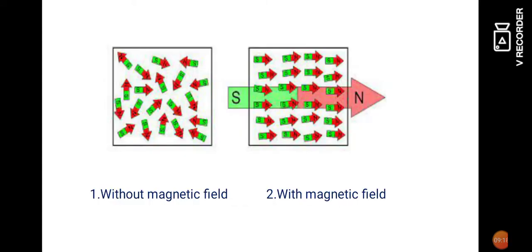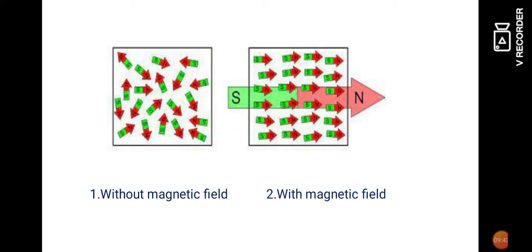Now let us see the figure. The first figure shows the situation or the condition of the magnetic dipoles inside the ferromagnetic domain without the application of the external magnetic field. Here we can clearly see that all the magnetic dipoles are aligned in a random direction. There is no perfect order at all. Now let us see the second figure.